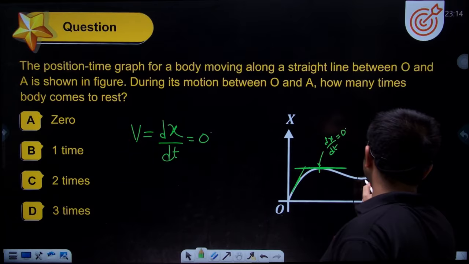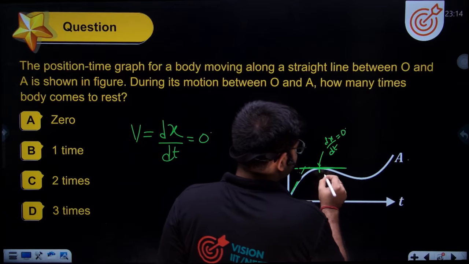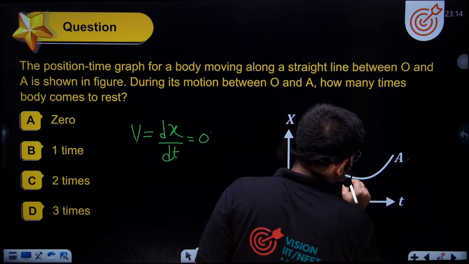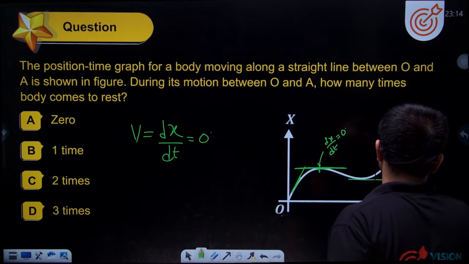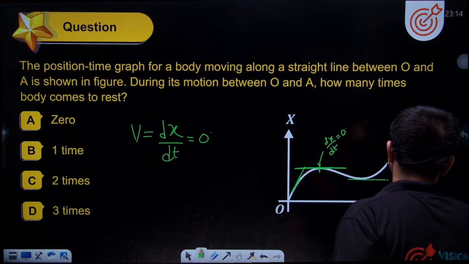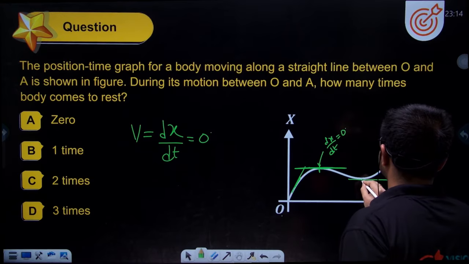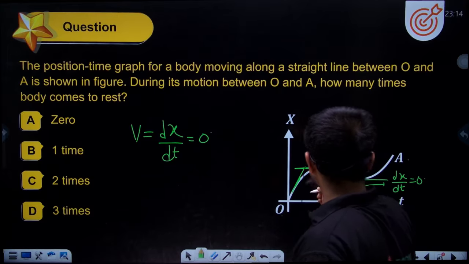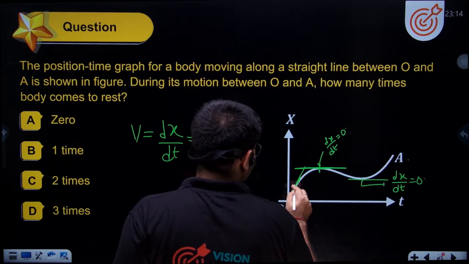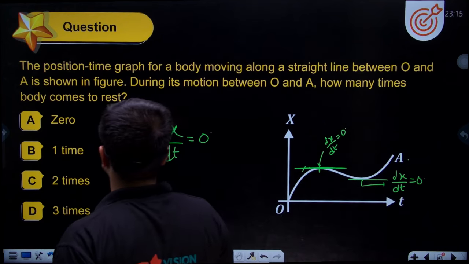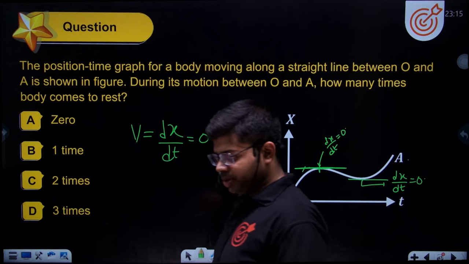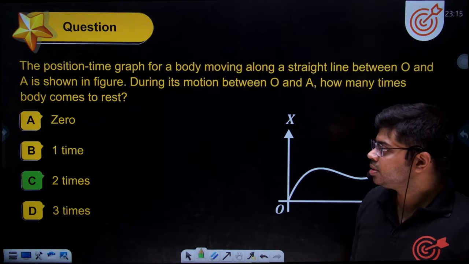Similarly, at this point, so this is a crest and this is a trough, at this point also the slope is 0. That means my dx/dt is equal to 0 at this point as well. So there are two such points where I am getting my slope to be 0. So my answer is going to be option C, twice.